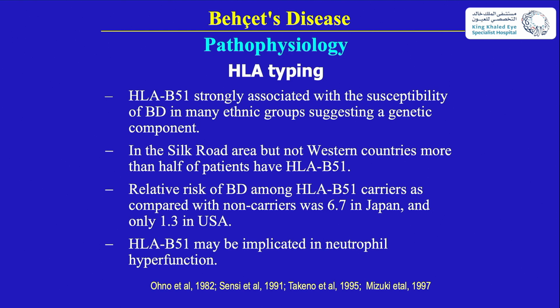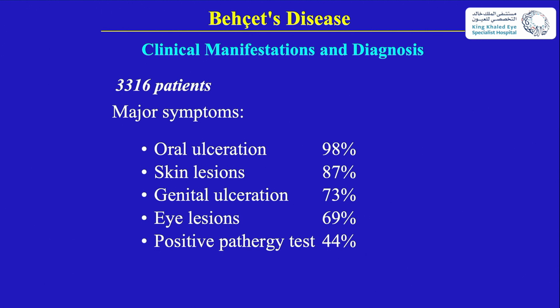HLA typing: we know that there is an association between Behcet disease and HLA-B51, but we never do HLA-B51 typing to diagnose Behcet. Anyone in the room who knows that HLA-B51 is done to confirm the diagnosis of Behcet? We never do it, because the diagnosis of Behcet is mainly a clinical diagnosis.